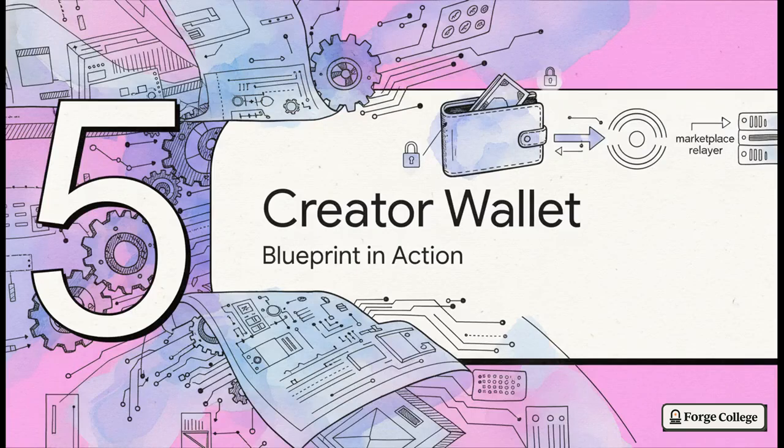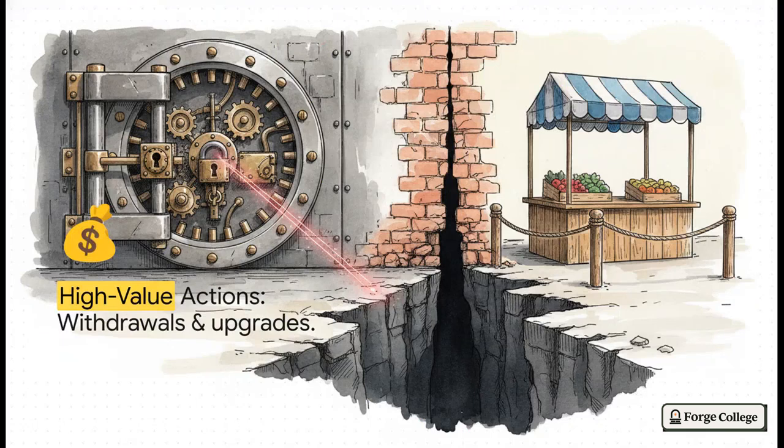Okay, enough theory. Let's put this blueprint into action. Section 5, the Creator Wallet. We are going to reverse engineer a theoretical smart wallet here, designed specifically for a digital creator who needs to delegate limited control to a marketplace relayer without giving up their ultimate custody.